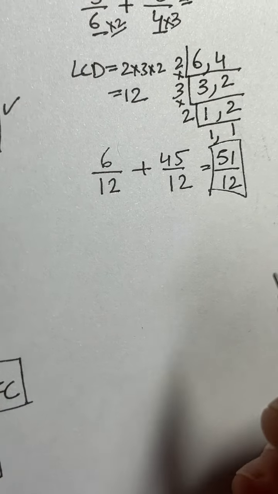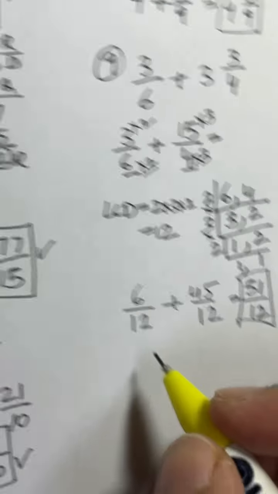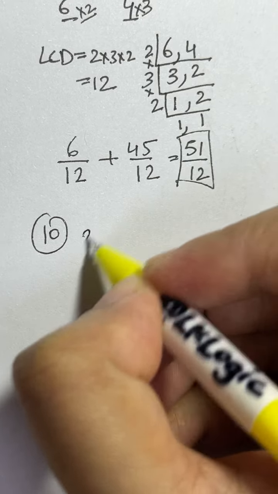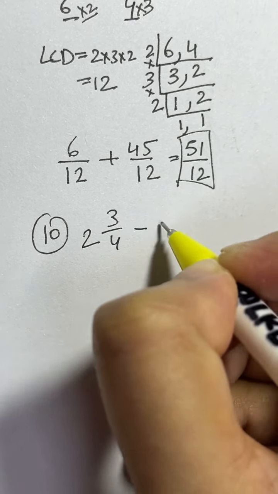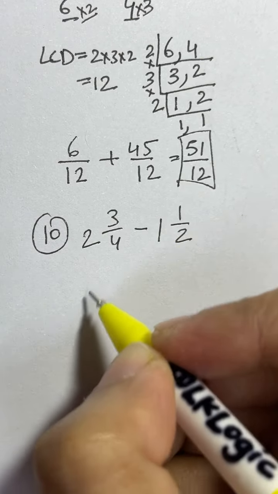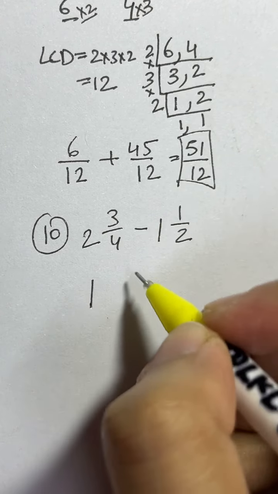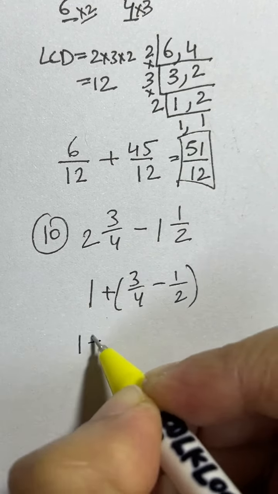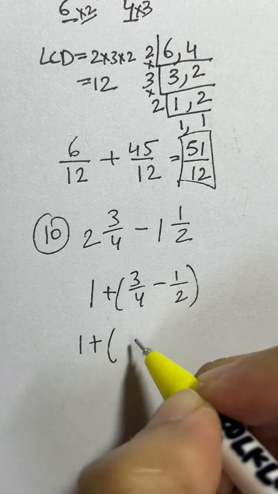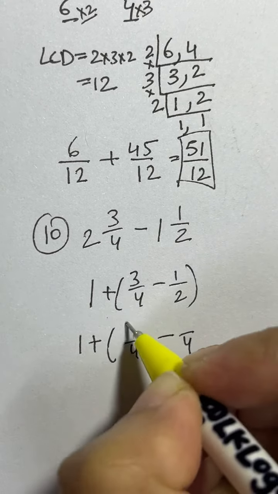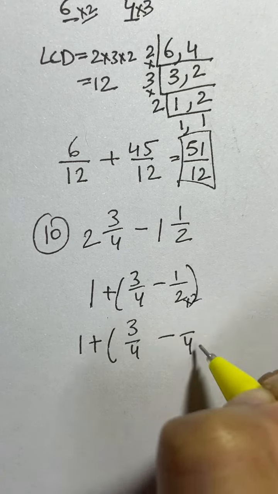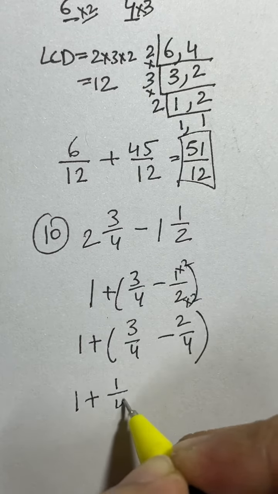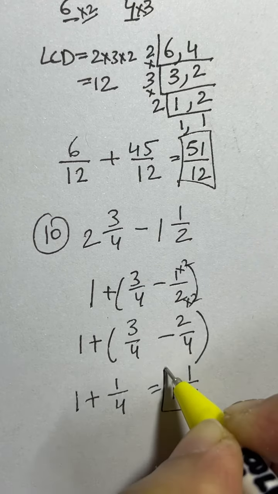So let's see one more example of this. Question number 10: how to subtract mixed fractions very quickly. 2 3/4 minus 1 1/2. 2 minus 1 is 1, and then 3/4 minus 1/2. So you'll just have 3/4 minus 1/2. The LCM is 4, so you will have a 4 and a 4. 2 times 2 gives you 4, so multiply by 2. So you have 3 minus 2, 1/4. Plus 1, so 1 1/4 is your answer.